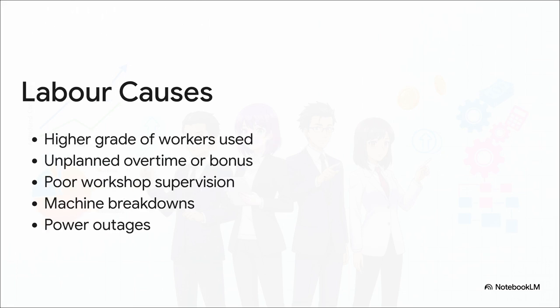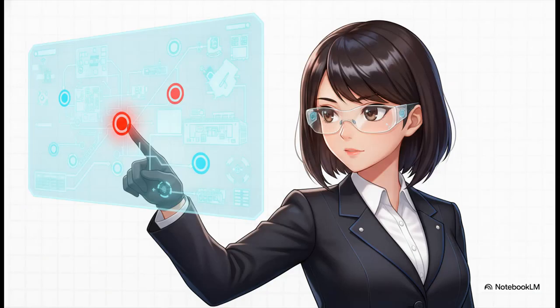Now, on the labor side of things, we might be pointing the finger at external factors like power outages or machine breakdowns that are just leaving our workers standing around idle. Or the blame could fall entirely on poor workshop supervision leading to inefficiency. It could even be that we deployed a higher, much more expensive grade of worker than our standard cost card originally called for.